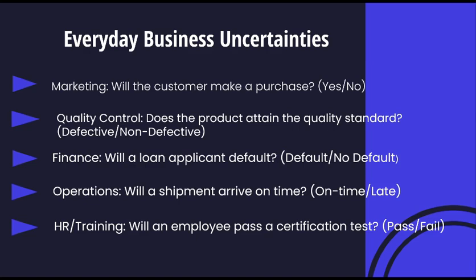So here are some examples. Marketing: will the customer make a purchase? Now suppose I am a sales person approaching a customer for selling a particular product or service. Either at the end of our discussion the customer will buy the product or service, or he or she will decline. That means there will be either yes, I am able to sell my product, or no, I am unable to sell the product. So this is a nice example from a business scenario which depicts a Bernoulli variable, that is, a variable with only two outcomes.